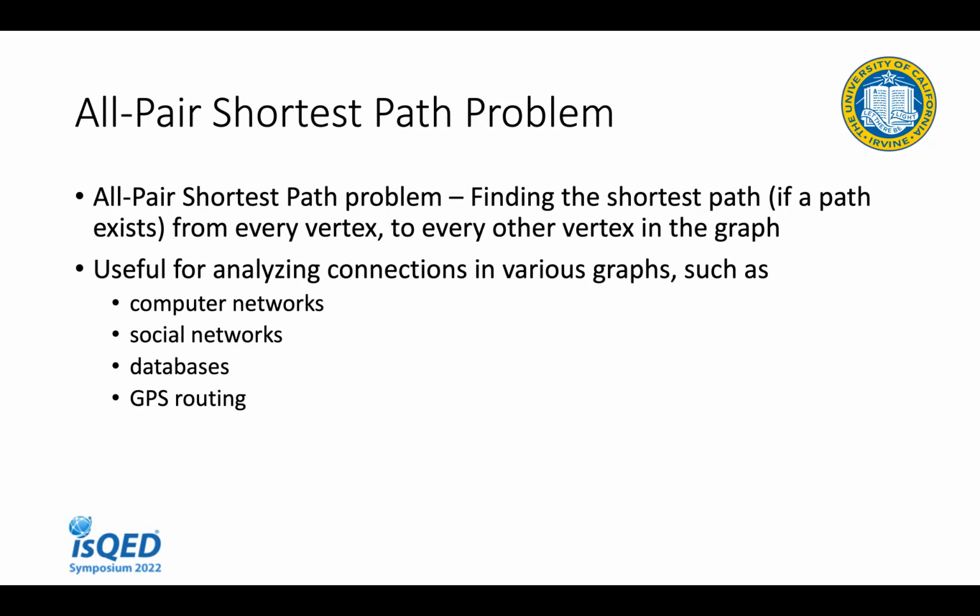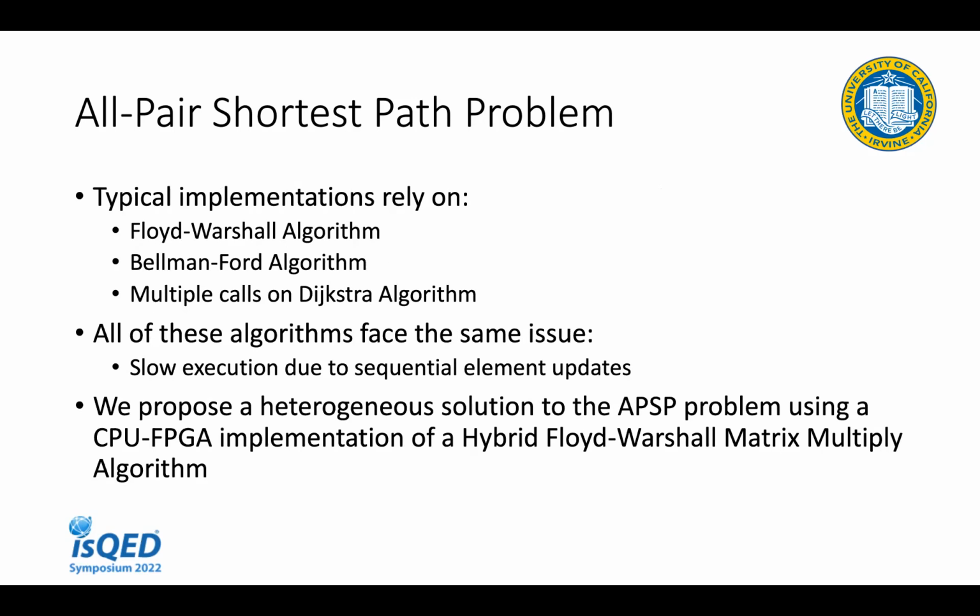The all-pair shortest path problem is a pretty common problem in the field of graph theory, and it's used for analyzing the paths in various graphs, and used for computer networks, social networks, databases, etc. The problem itself involves finding the shortest path from every vertex to every other vertex in the graph. The most common algorithms used for solving this problem are Floyd-Warshall, Bellman-Ford, or using Dijkstra for every vertex in the graph.